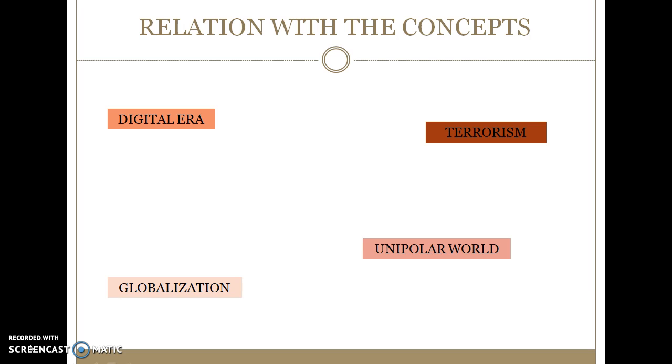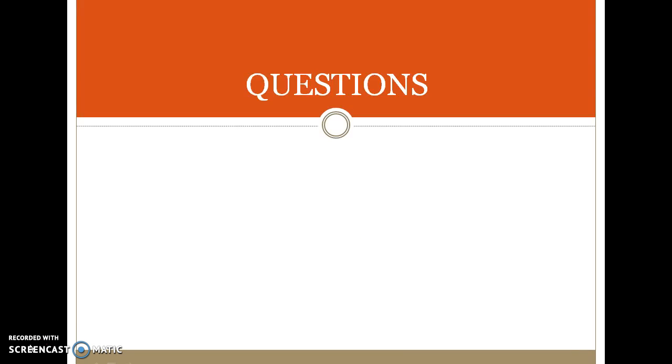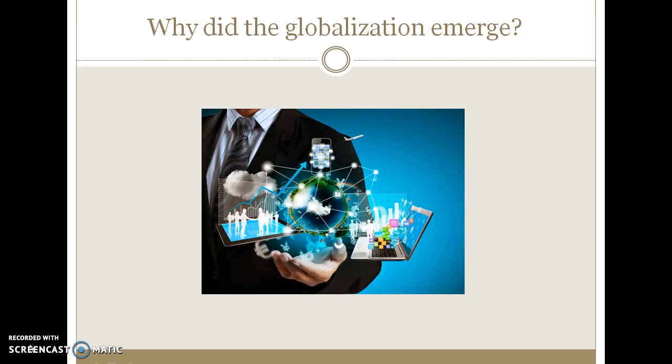And the digital era helps us, really helps us. We have more contact through social media, the internet, and with some support, we can be a really good nation and a really good world. And well, now we have some questions, so I'm going to start. It says, why did globalization emerge?